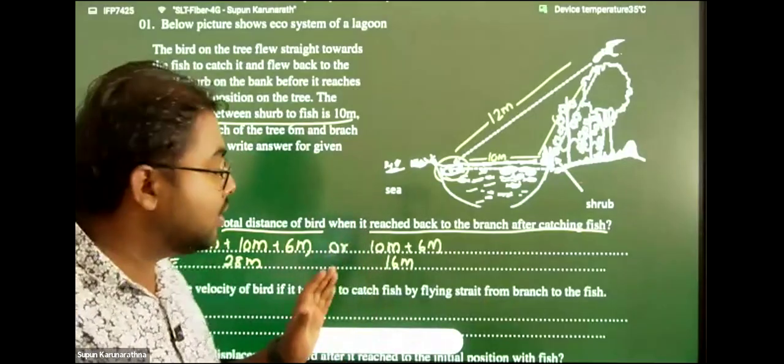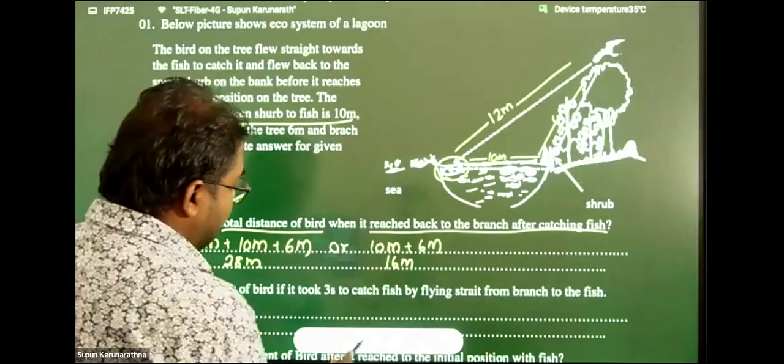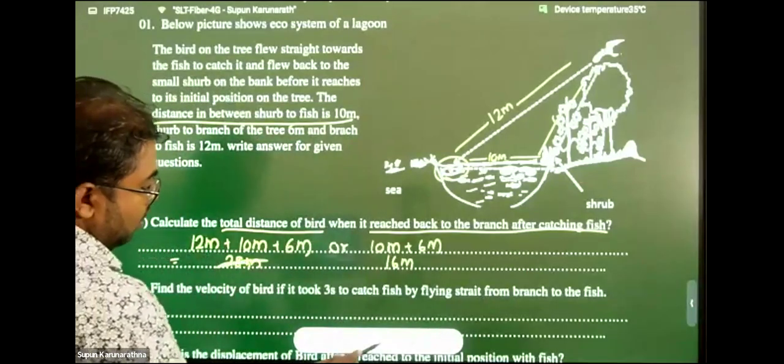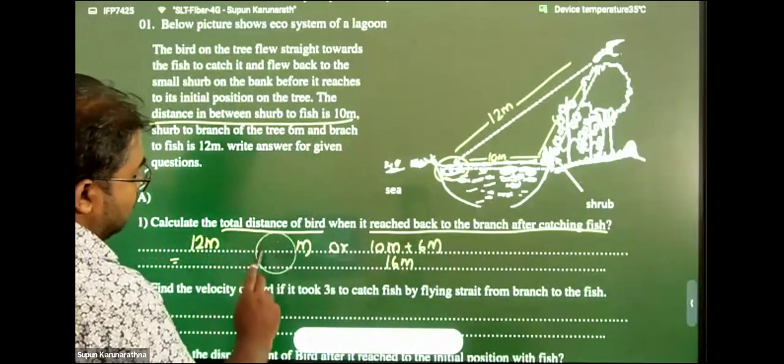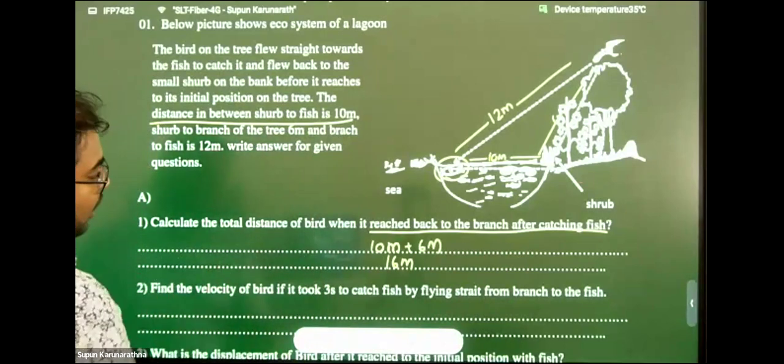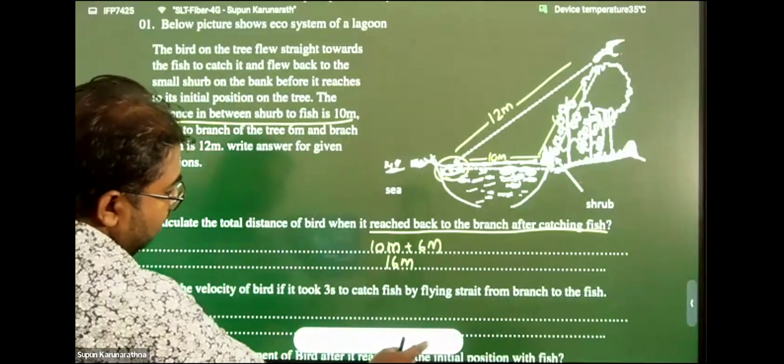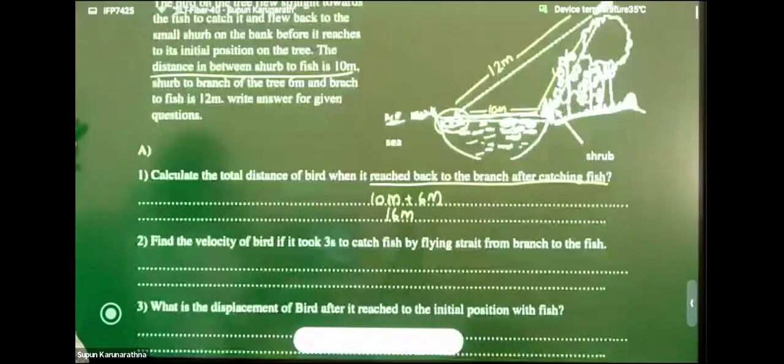So what should be the answer here? It should be 16 meters, not the 28. It's 16 meters. The answer should be 16 meters.